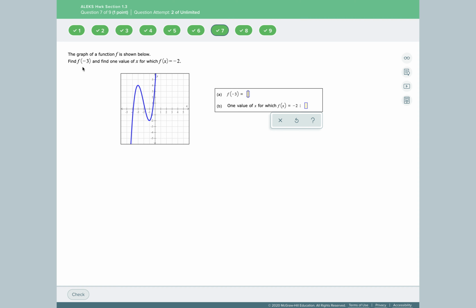it says to find f of -3 and also to find one value of x for which f of x is equal to -2. So we have, again, f of x is a way of saying what we have for y. So for f of -3, you're trying to find out what the y value is whenever x is equal to -3. So when x is -3, the corresponding y value is 4. So f of -3 is equal to 4.